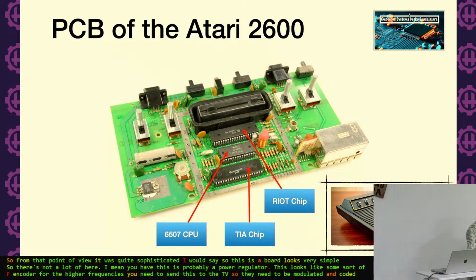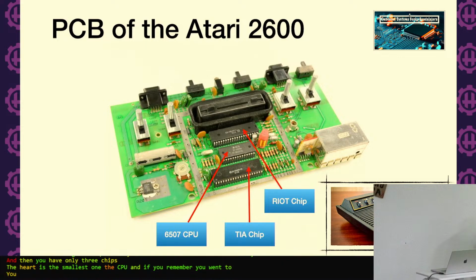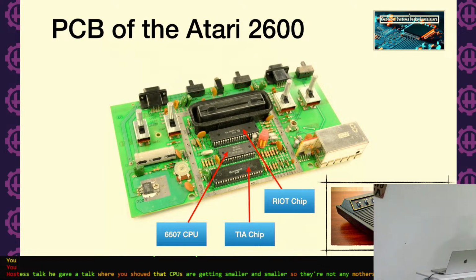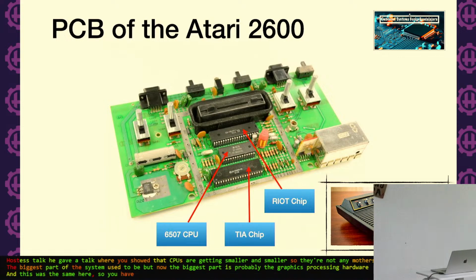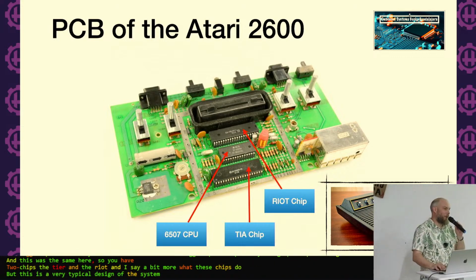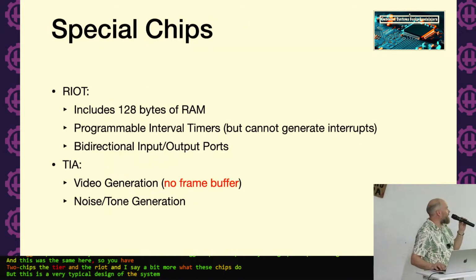And if you remember, you went to Jose's talk. He gave a talk where he showed that CPUs are getting smaller and smaller, so they're not anymore the biggest part of a system. It used to be, but now the biggest part is probably the graphics processing hardware. And this was the same here. So you had 2 chips, the TIA and the Riot. And I'll say a bit more what these chips do, but this is a very typical design of these systems, that you have some special chips which deal with gaming issues like graphics and sound, and then you have a CPU that feeds these chips.